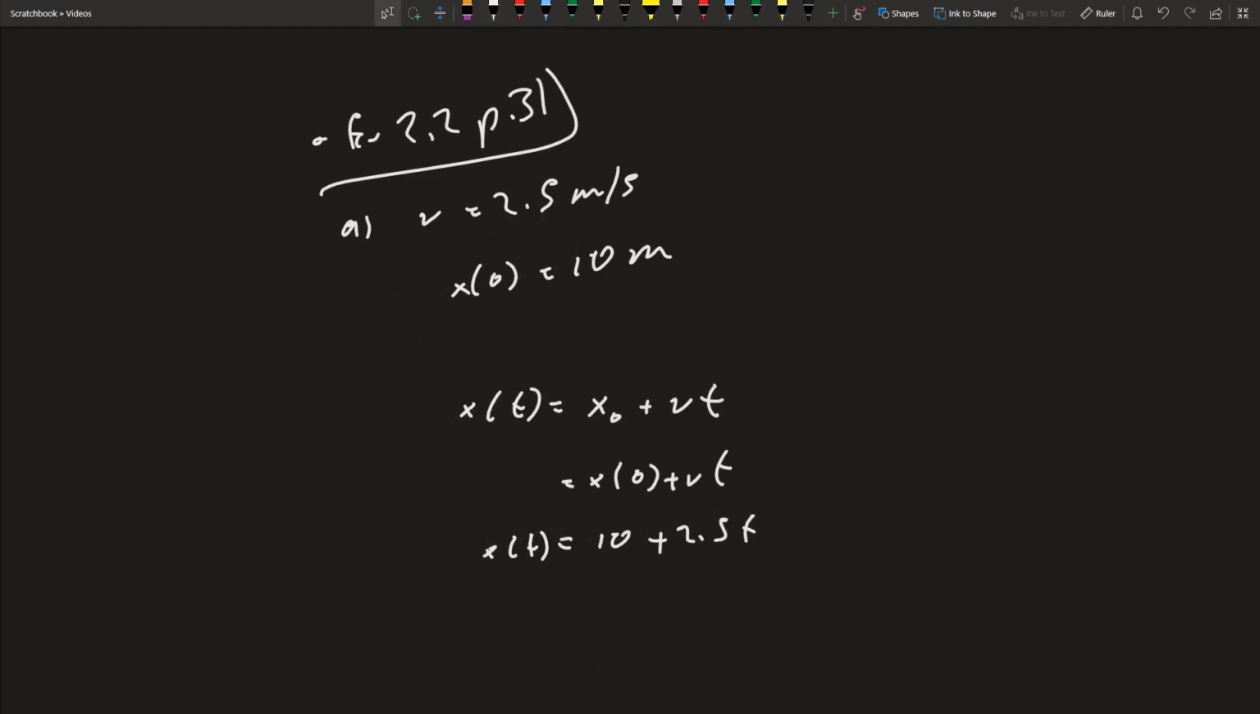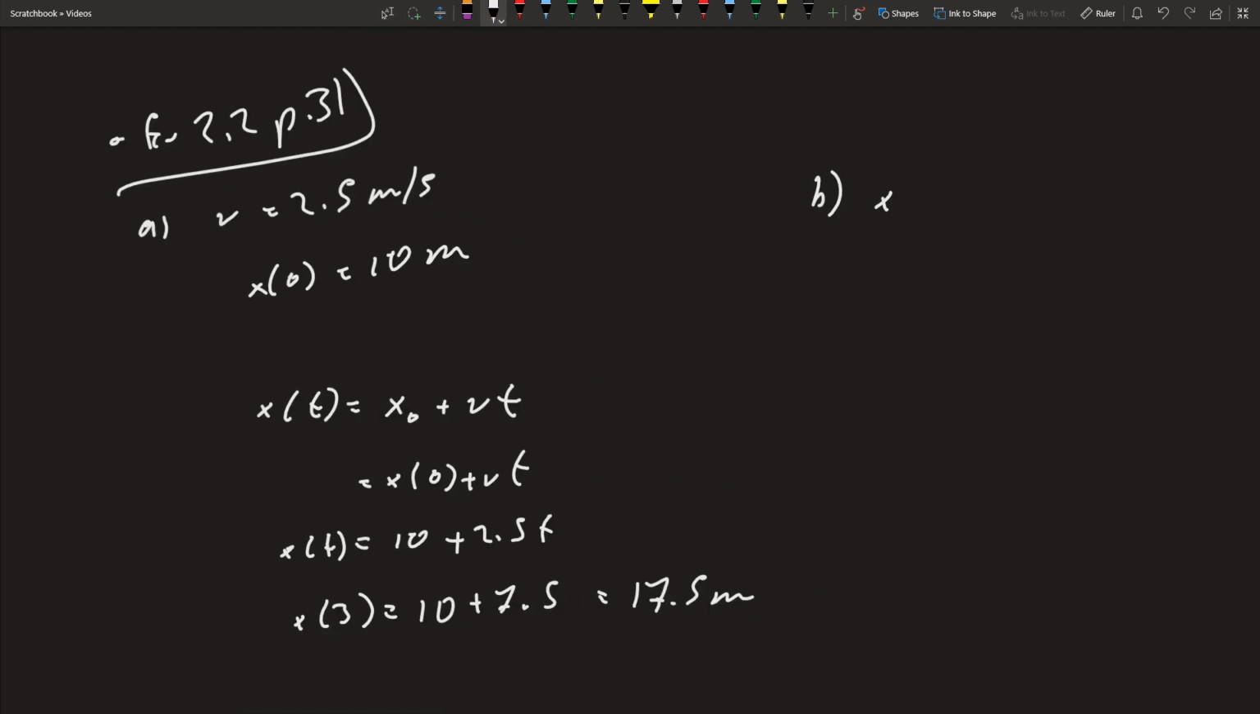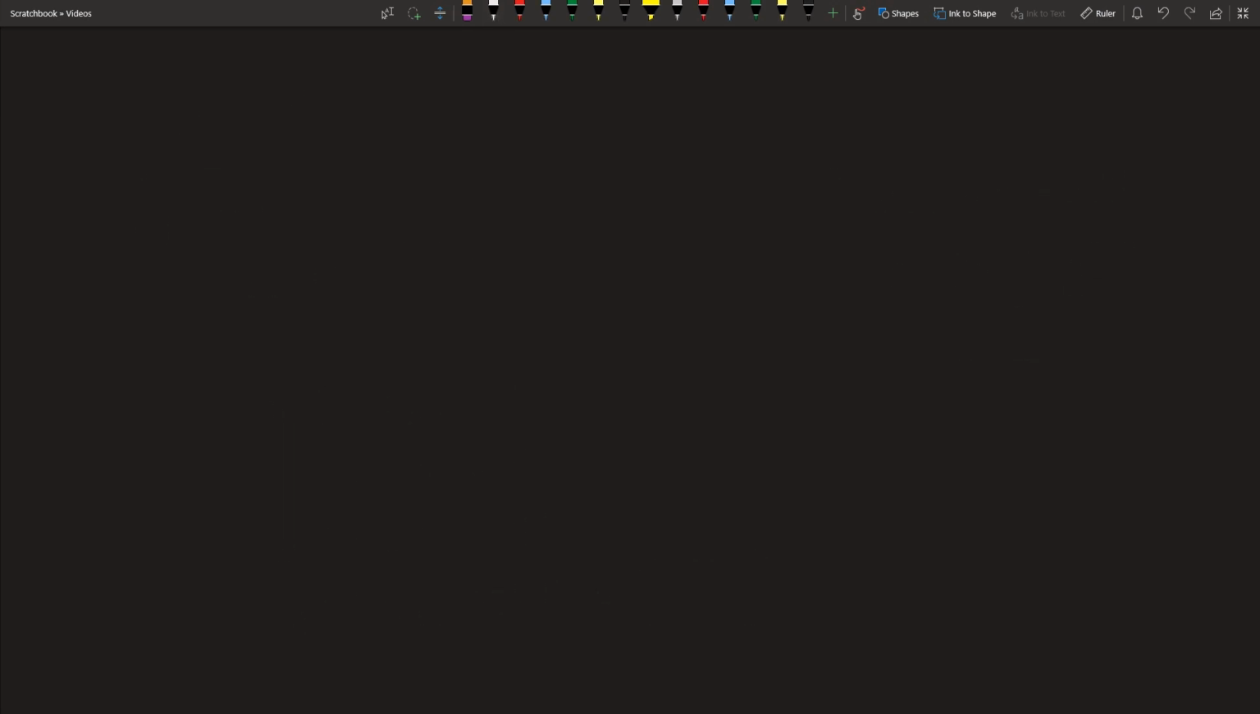Now, they said t equals 3 seconds, right? That means x of 3 is equal to 10 plus 3 times 2.5, which is 7.5. This is equal to 17.5 meters. That's A. So B, we have the same thing except velocity is negative. That means x of t is equal to 10 minus 2.5t. So that means x of 3 is equal to 10 minus 7.5, which is 2.5 meters. And we're done.